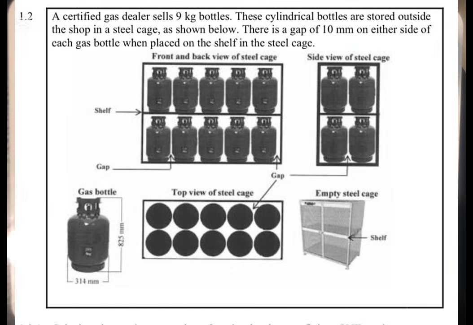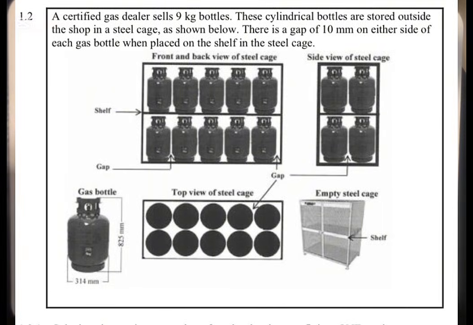A certified gas dealer sells 9 kg bottles. These cylindrical bottles are stored outside the shop in a steel cage, as shown below. There is a 10 millimeter gap on either side of each gas bottle when placed on the shelf in a steel cage. We can see the shape of the steel cage there. The bottles, we can see the diameter and the height.